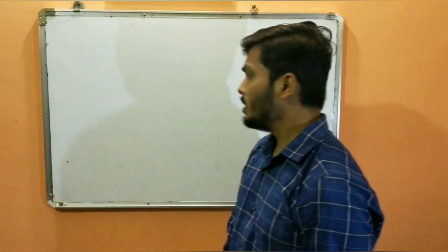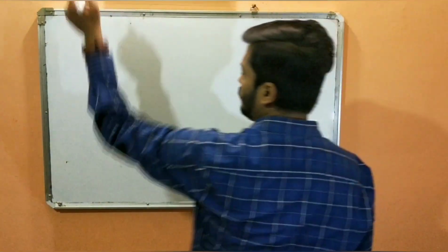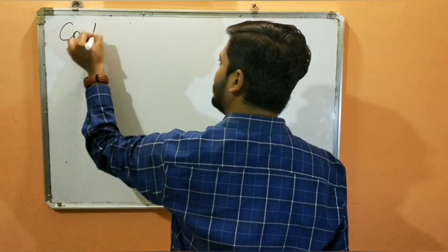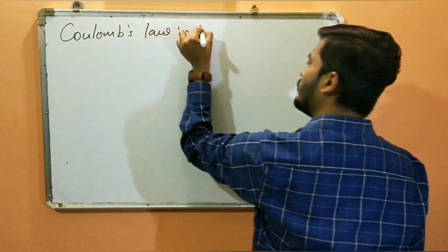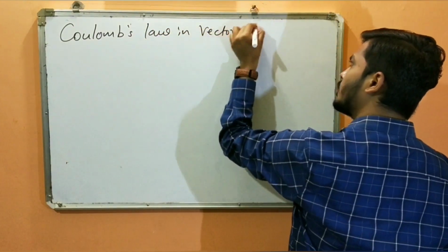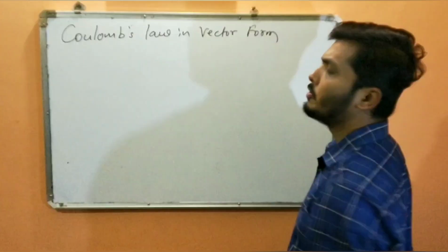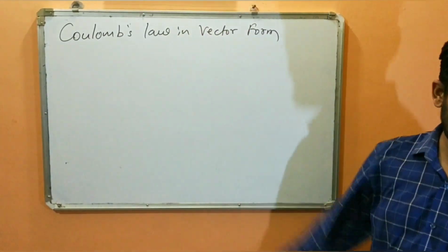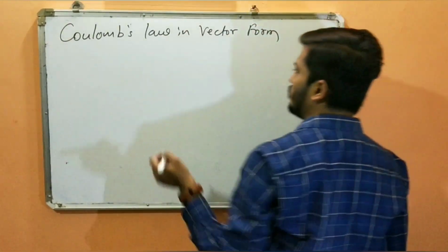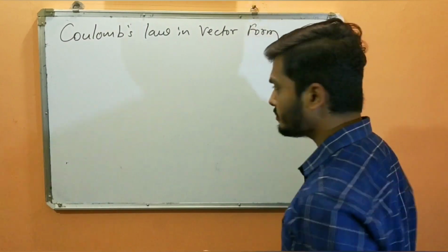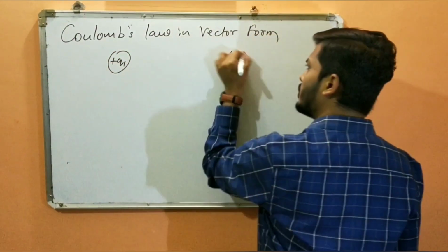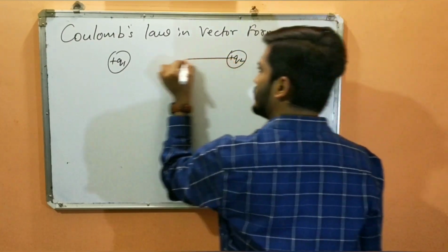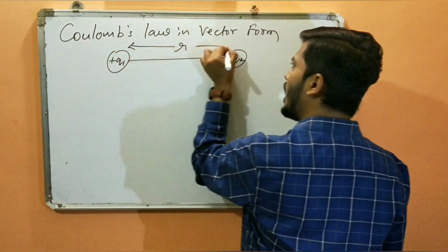Okay, so let us not waste the time. We'll study Coulomb's law in vector form. This is a very famous question asked in the board exams. Usually in board exams they will definitely ask this question. So again consider two charges, plus Q1 and one more charge plus Q2, separated by a distance r.